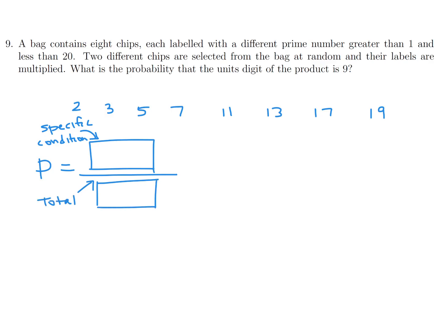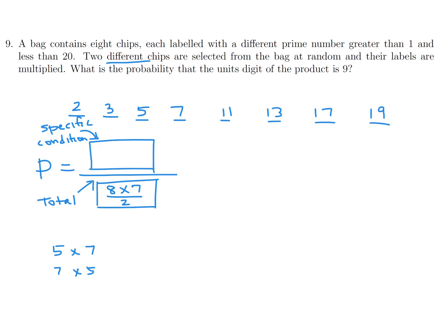Now the total is a little bit easier to figure out. Is it two different or can it be the same? Yeah, two different. Okay, so we have 1, 2, 3, 4, 5, 6, 7, 8 possibilities for the first chip, and then we have to choose something different, so 7. But then we have to divide by 2 because, for example, if we choose 5 and 7, that's the same as 7 and 5.